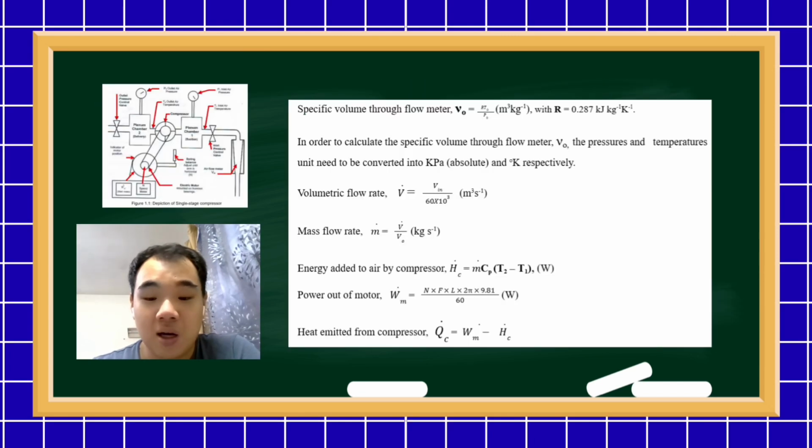So this is our figure 1, and we need to determine the specific volume through the flow meter, which is v naught. And in order to calculate the specific volume through the flow meter v naught, the pressure and the temperature units need to be converted into kPa and Kelvins respectively. So the volumetric flow rate is equal to v inch divided by 60 times 10 to the power 3, and the mass flow rate is equal to the volumetric flow rate divided by the specific volume through the flow meter. So the energy into the air compressor has heat and power out of the motor and the heat emitted by the compressor.